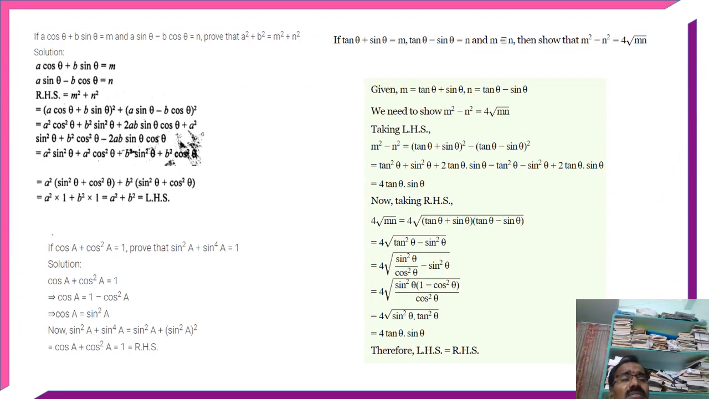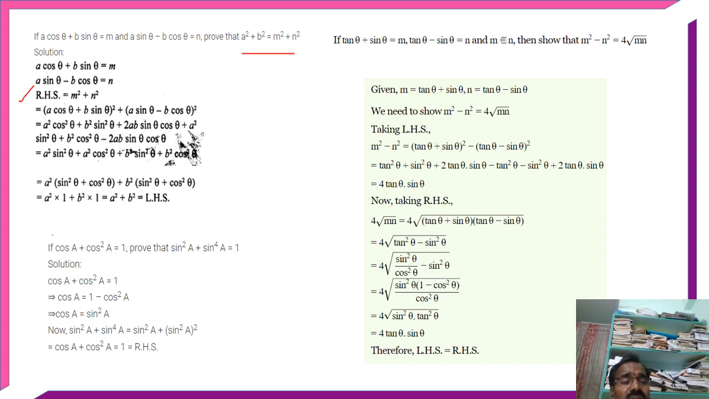In the next slide, it is given that A cos theta plus B sin theta is equal to M, and A sin theta minus B cos theta is equal to N. Prove that M square plus N square is A square plus B square. Students will take LHS or RHS; sometimes we take LHS, sometimes both. In this case, we'll take the LHS to prove it easily.